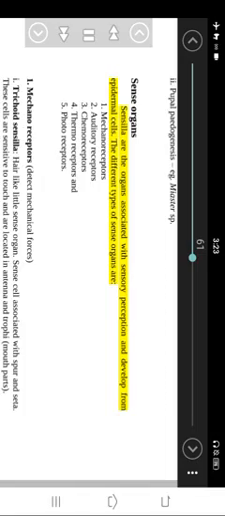Sense organs. Sensilla are the organs associated with sensory perception and develop from epidermal cells. The different types of sense organs are: 1. Mechanoreceptors. 2. Auditory receptors. 3. Chemoreceptors. 4. Thermoreceptors and 5. Photoreceptors. 1. Mechanoreceptors detect mechanical forces.